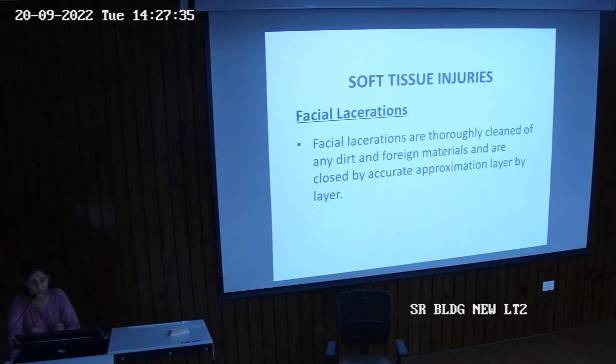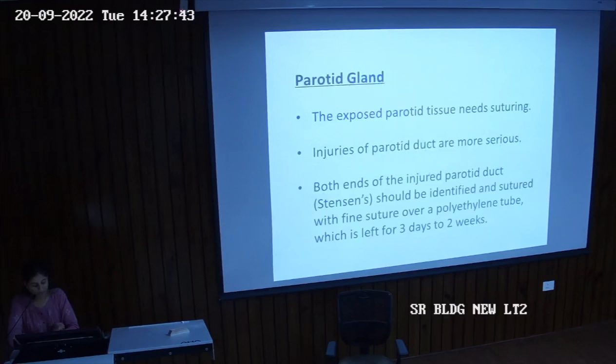Now for soft tissue injuries like facial lacerations, you thoroughly clean them. Foreign materials are removed and wounds are closed by accurate approximation layer by layer. Now for any facial fracture, think of parotid. Why? Because parotid is a gland which is very superficial and it can lead to a very disabling fistula. Why? Because a gland gets traumatized. See, parotid is more of a seromucinous gland. So mucin has a very bad propensity of, if the gland duct is traumatized, the mucin is going to come right below the skin, and as you know, it has enzymes.